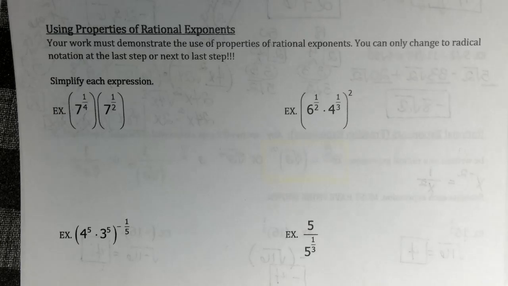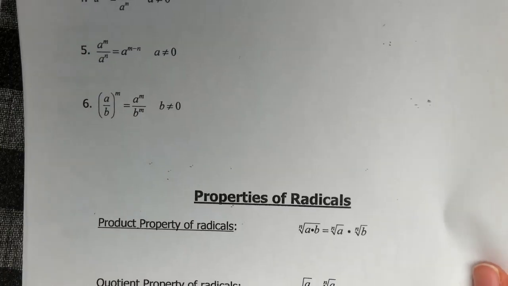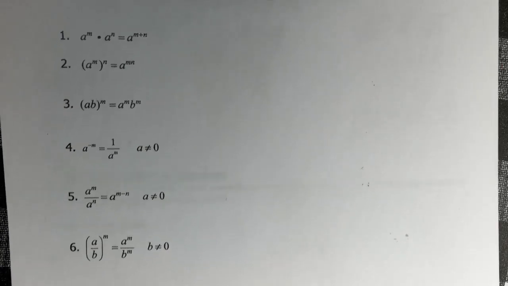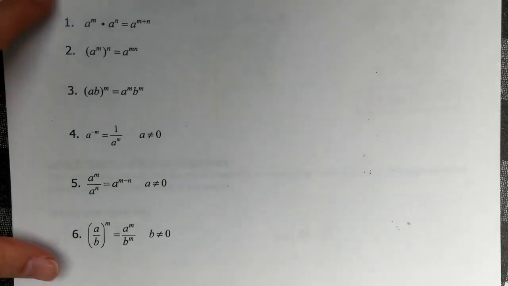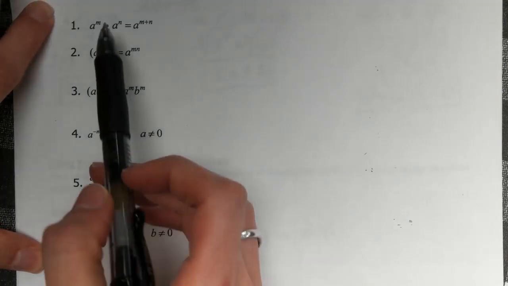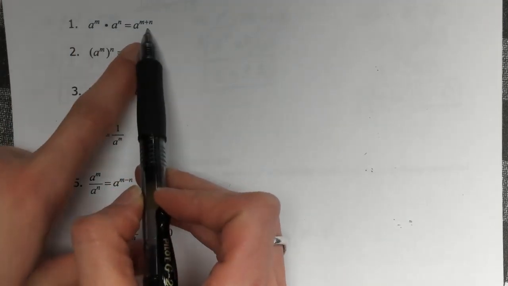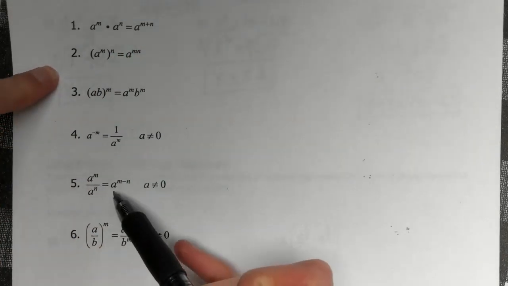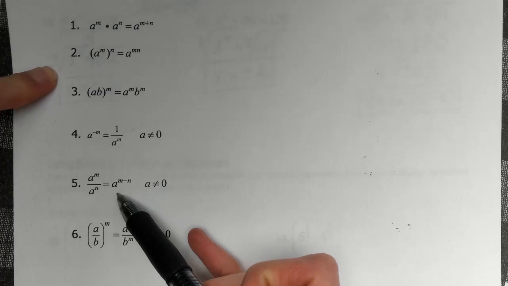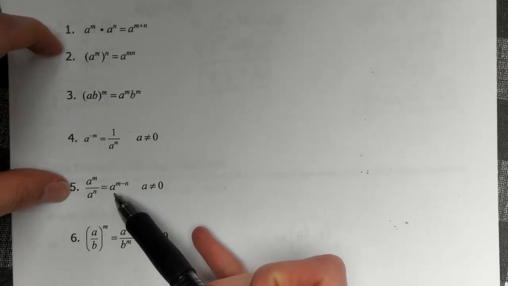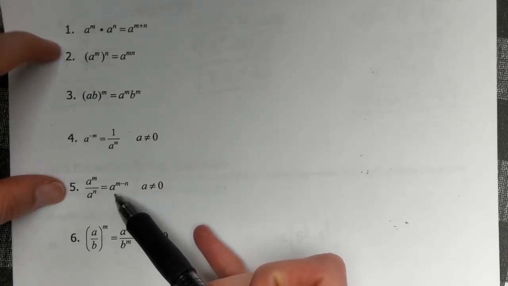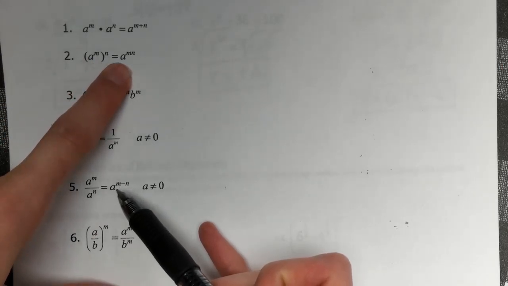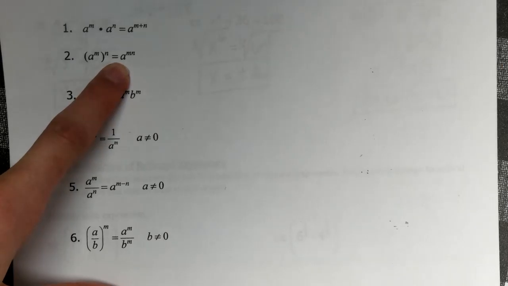Alright, properties of rational exponents. So, if you look at your handout, these are your properties of exponents. Okay? If I'm multiplying like bases, I add my exponents. If I am dividing, number 5, I subtract my exponents. You should remember these. This should not be new material for you. If I have a power to a power, I multiply. You can only multiply exponent times exponent, okay?